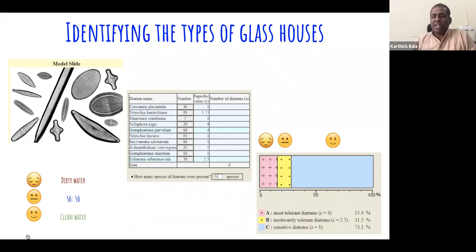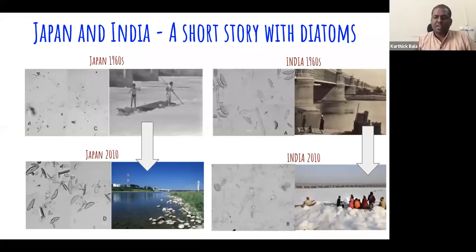So if tolerant diatoms are more in our sample, they confirm that this water is polluted, because it is rich in pollution tolerant diatoms. When the sample is rich in sensitive diatoms, that means this environment has not changed; it remains in its original condition.